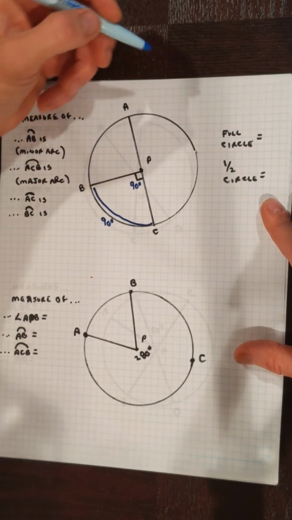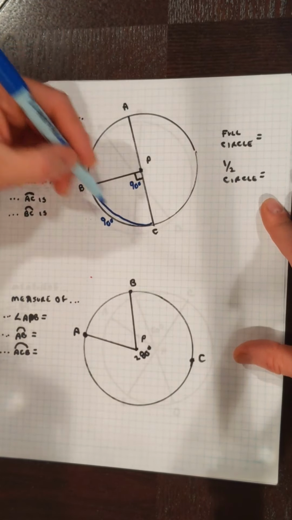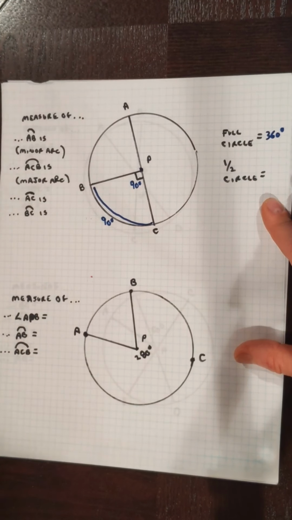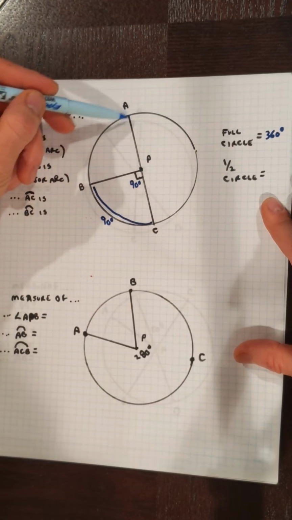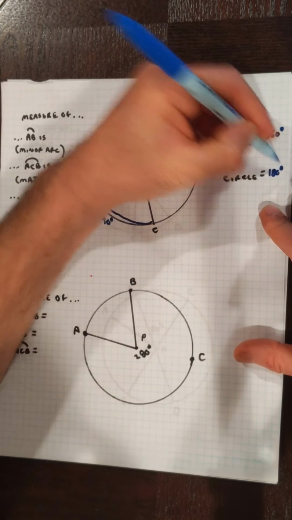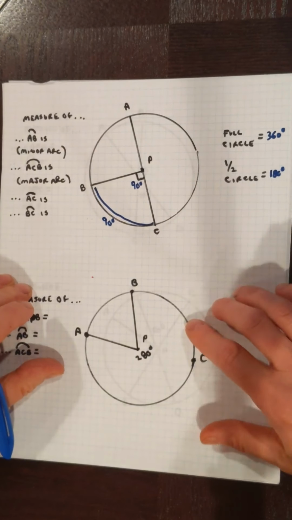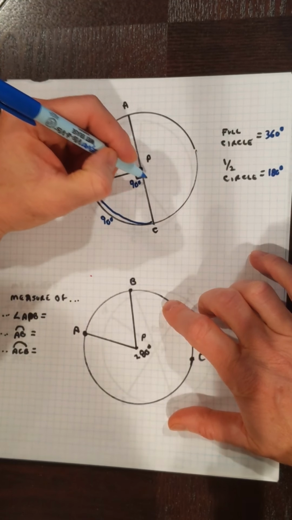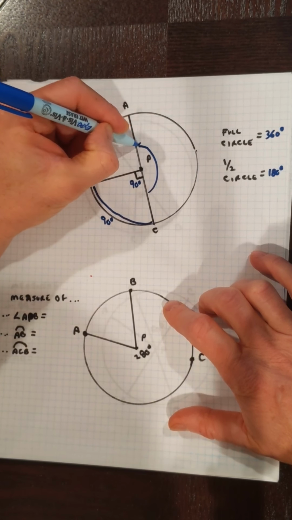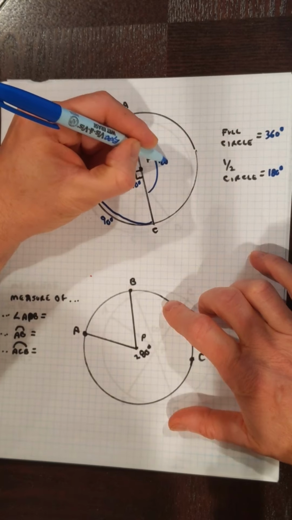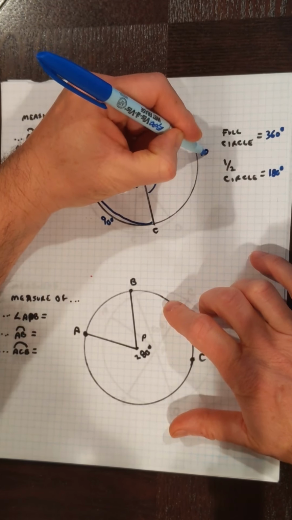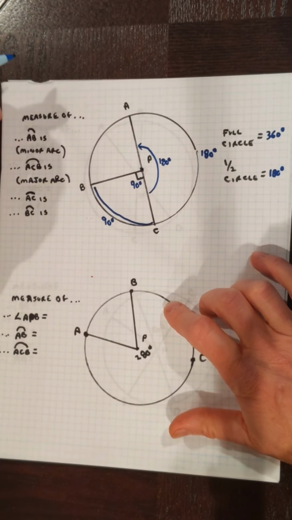Keep in mind that all the way around a circle is 360 degrees, and halfway around is 180 degrees. So if I look at this angle, angle APC, it's 180 because it's halfway around. That means the arc is also 180 degrees.